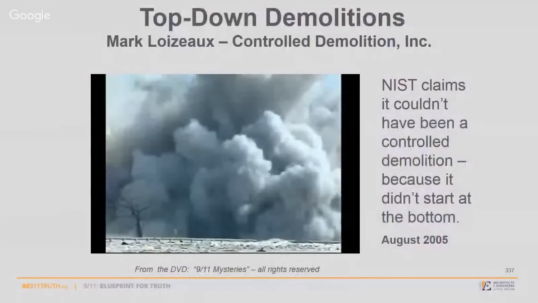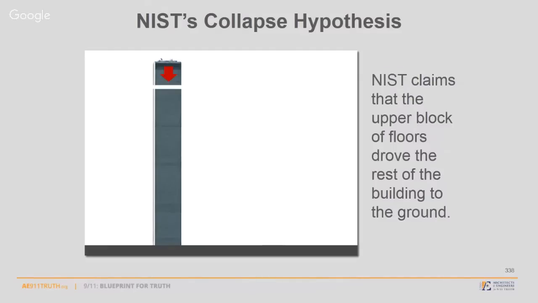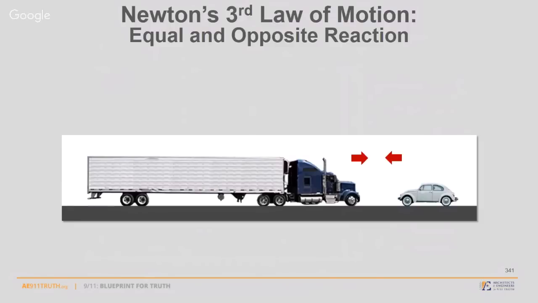Mark Loizeaux is, of course, the owner of the top controlled demolition company in the country, if not the world. Well, NIST says that the upper portion above the point of jet plane impacts drove the rest of the building down to the ground and then destroyed itself. We're going to look at the physics of this in a very elementary manner. What happens when we drive one object into another? There's an equal and opposite reaction. This is Newton's third law of motion, an equal and opposite destructive force.